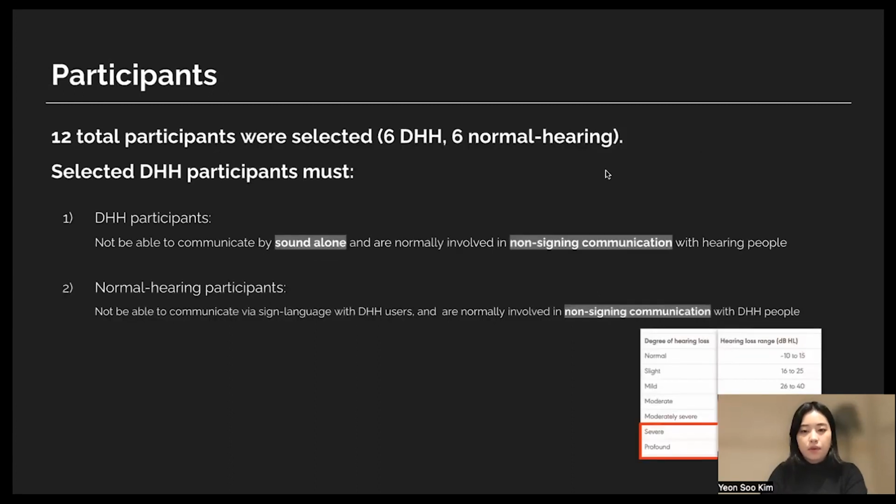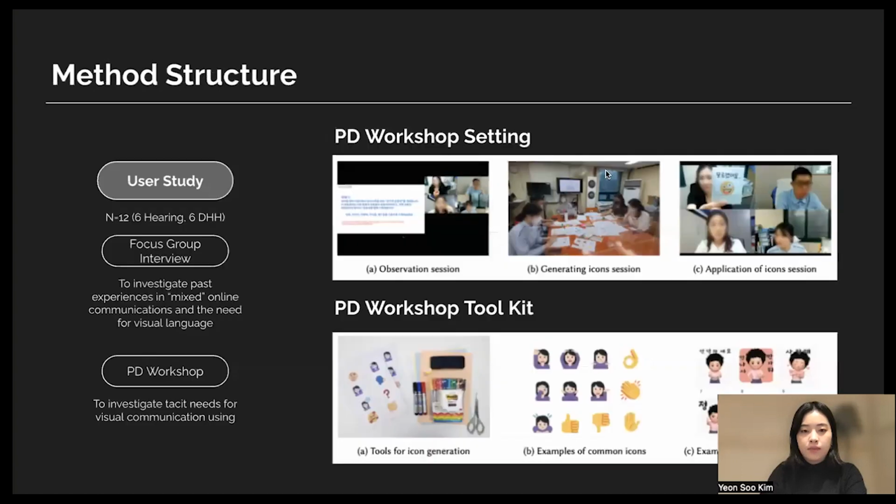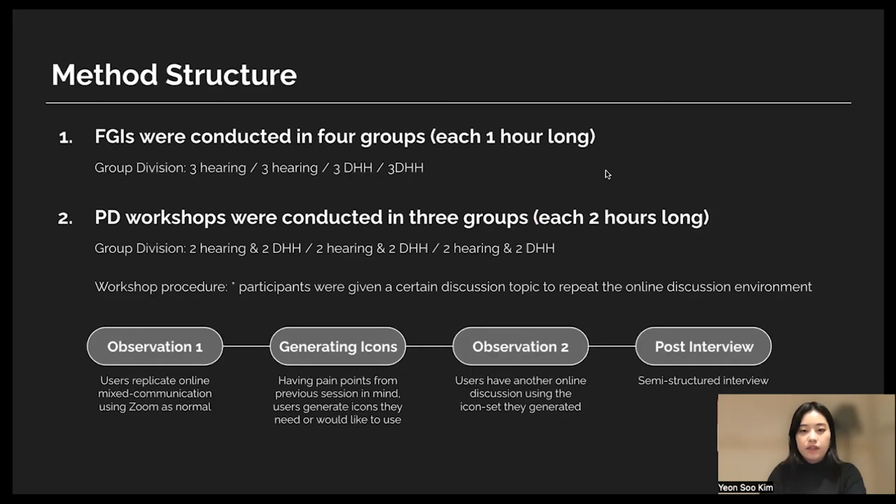There were 12 total participants, 6 deaf users and 6 hearing users. Here is a detailed list of participants. Our study has two parts. First, a focus group interview, and then a participatory design workshop, which were conducted on different dates. Here are some figures of the study setting and design workshop toolkit. Here are the details of the method structure, which you can refer to my paper for more information.